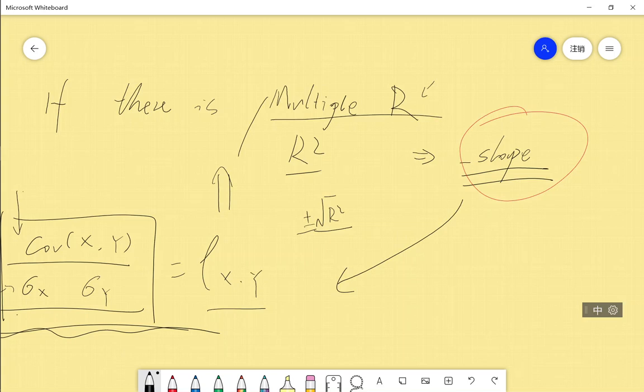And that's pretty much all about the calculation of the correlation, the hard way and the easy way. And I think when you master both of them, you won't have a problem passing the exam.